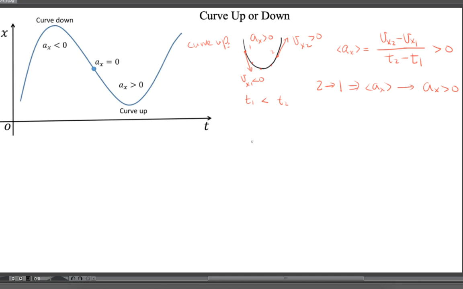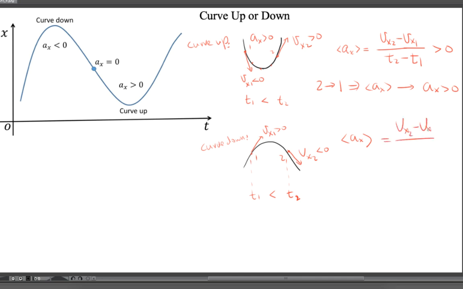So now let's look at the curve down situation. We do the same thing. Let's pick a point 1 here and draw the slope, then we get Vx1. And we pick another point here, draw a slope, and get Vx2. Vx1 is positive, Vx2 is negative. And again, t1 is less than t2, so t2 is a later time.